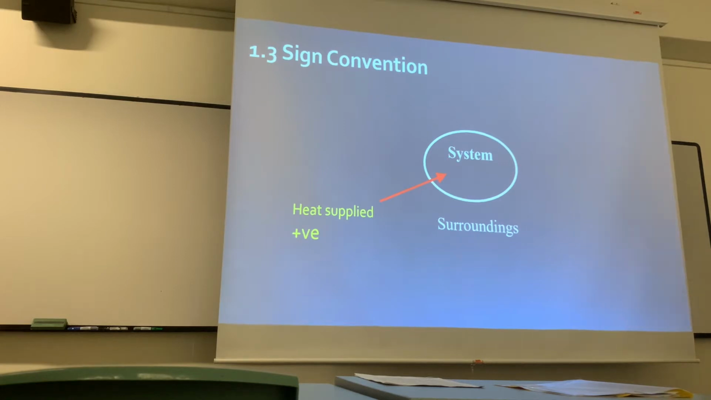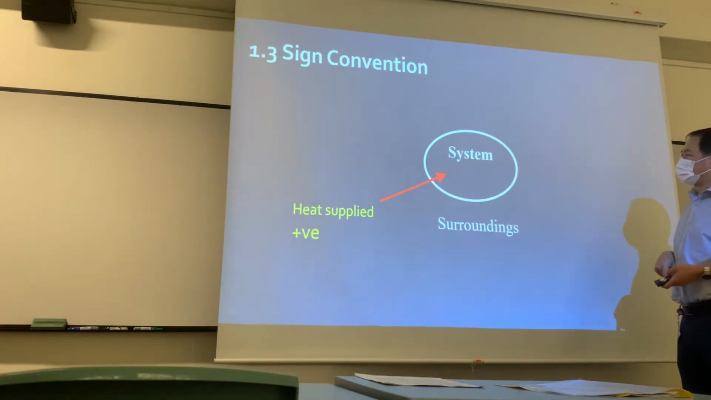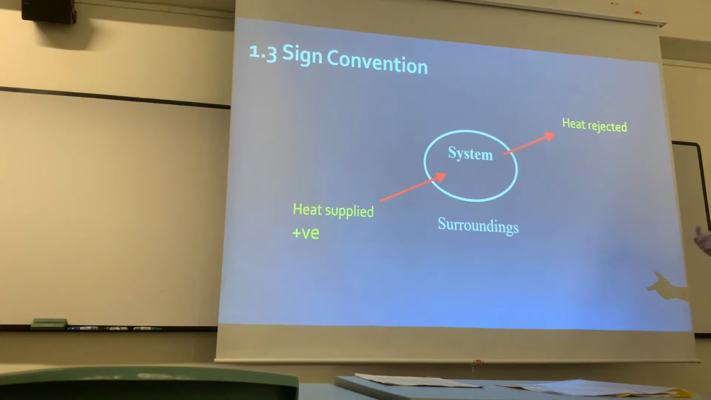If we say heat rejected from the system is 50 kilojoules, that is cooling, heat rejected. Then, because it is heat rejected, we have to put the negative. Let's say 50 kilojoules, so we have to put minus 50 kilojoules. Minus 50 because it's heat rejected, which is the cooling effect.